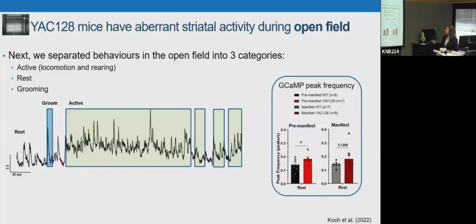And then one thing that I found when I looked at the number of peaks that happened during these behaviors is that there was increased peak frequency happening when the mice were at rest in the Huntington's disease mice. So both at early and late stages, so pre-manifest and manifest mice, there's this trend for increased peak frequency when they're not moving at all, which might be also the reason that the correlation is affected between their total distance traveled and their neural activity, just this baseline increase in activity in the Huntington's mice.